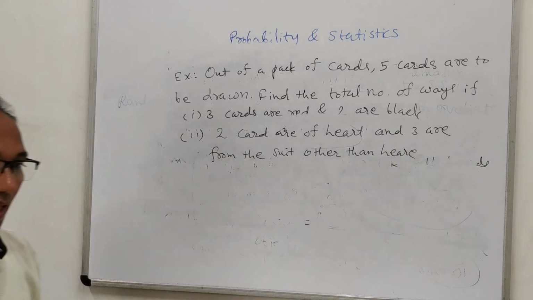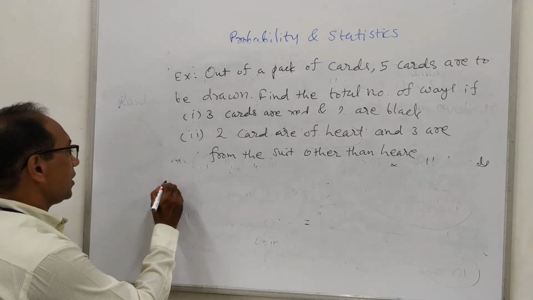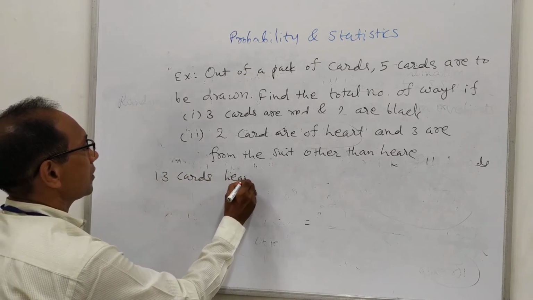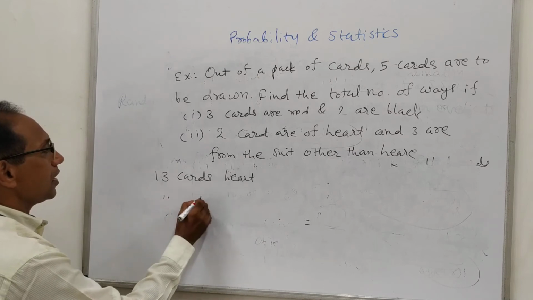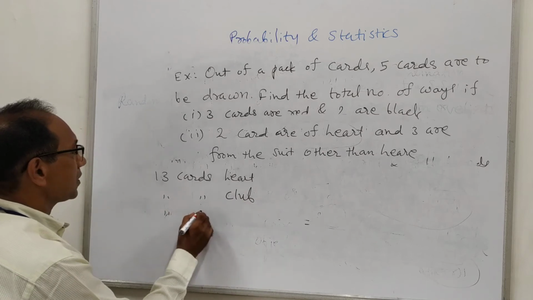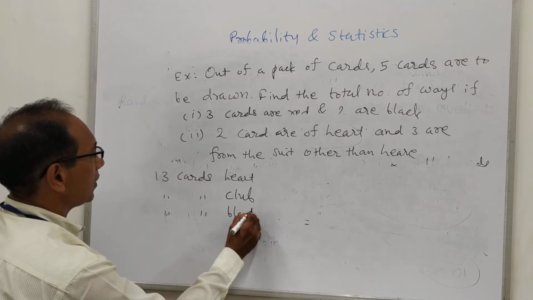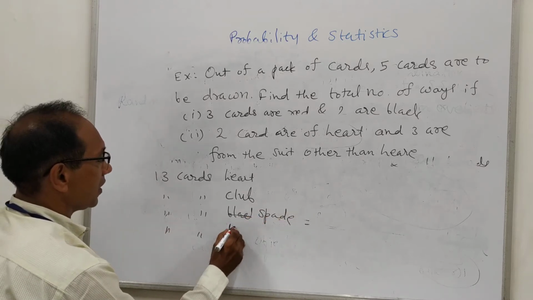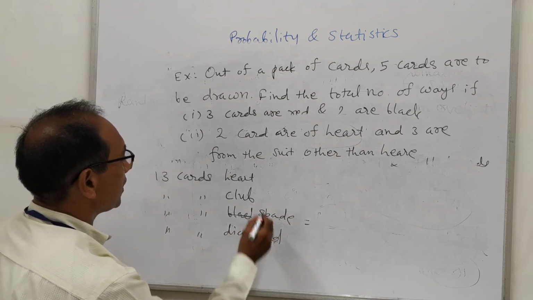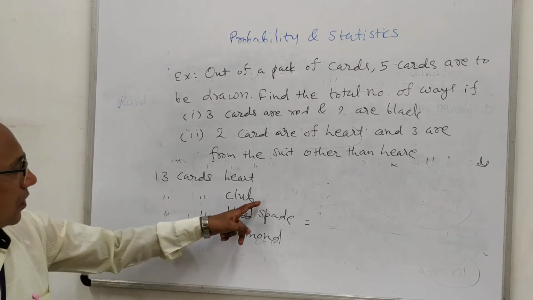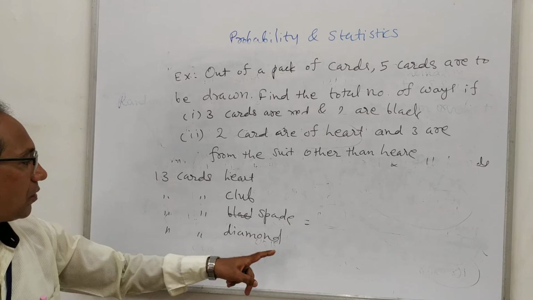Actually we know that there are 26 red cards and 26 black cards, but 13 cards are of heart, 13 cards are of club, 13 cards are of spade, and 13 cards are of diamond. You must be knowing, in Gujarati we say this as lalnu pattu, falinu pattu, kadinu pattu, chokapnu pattu.